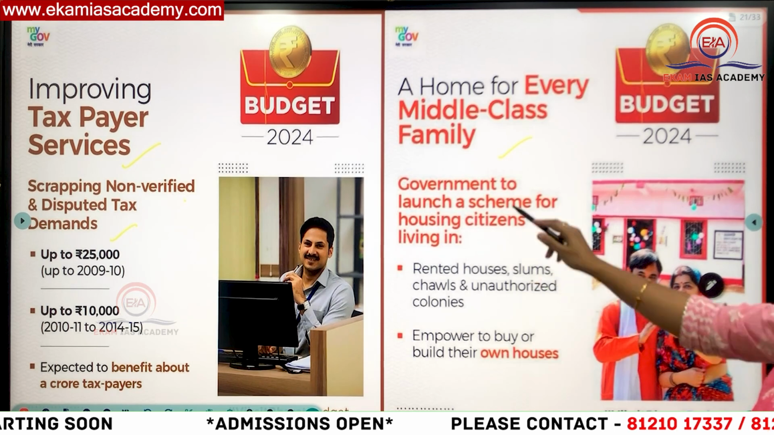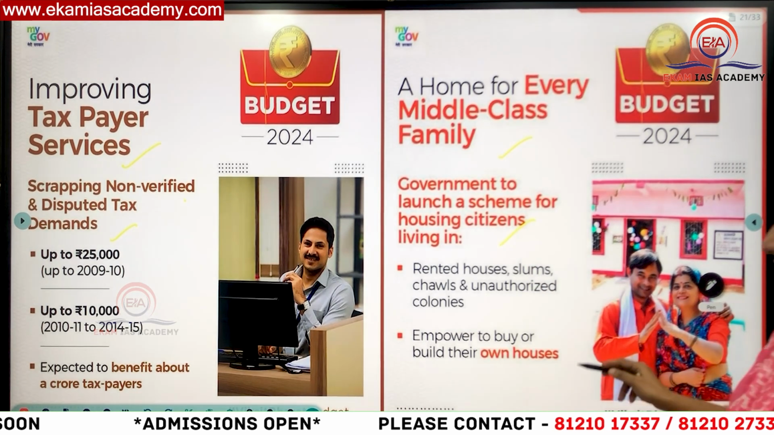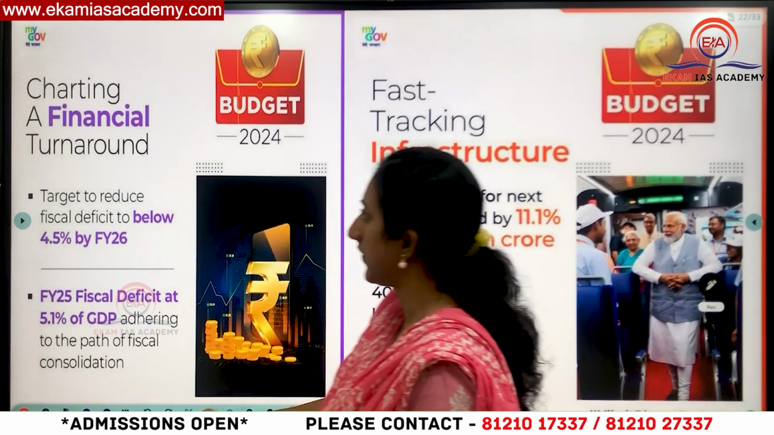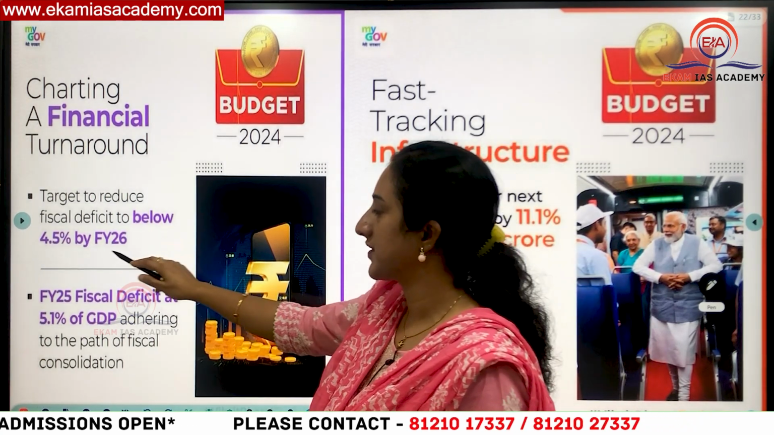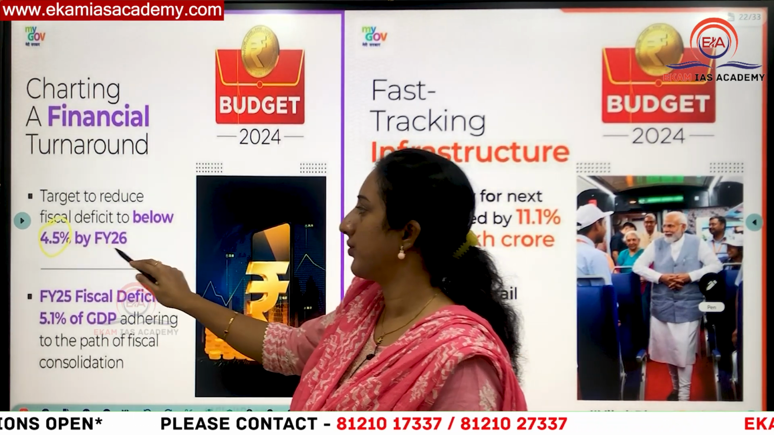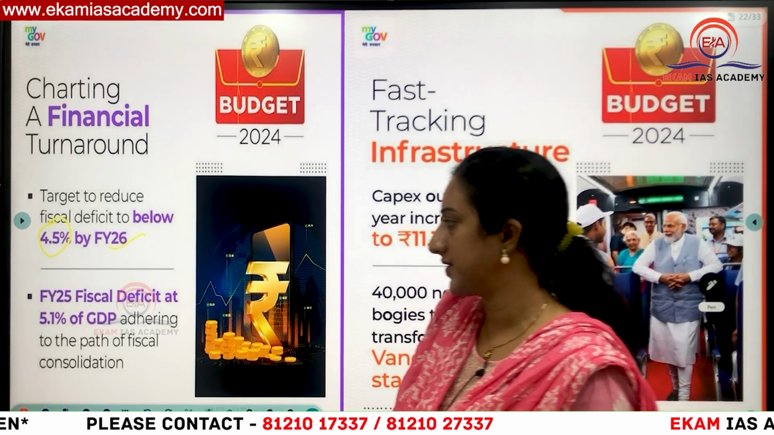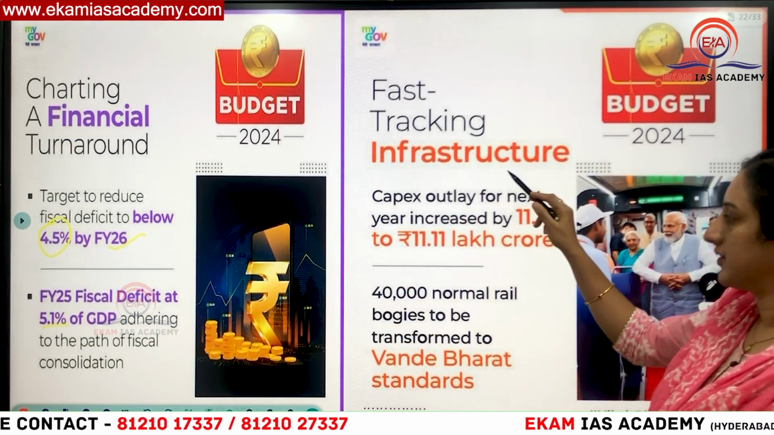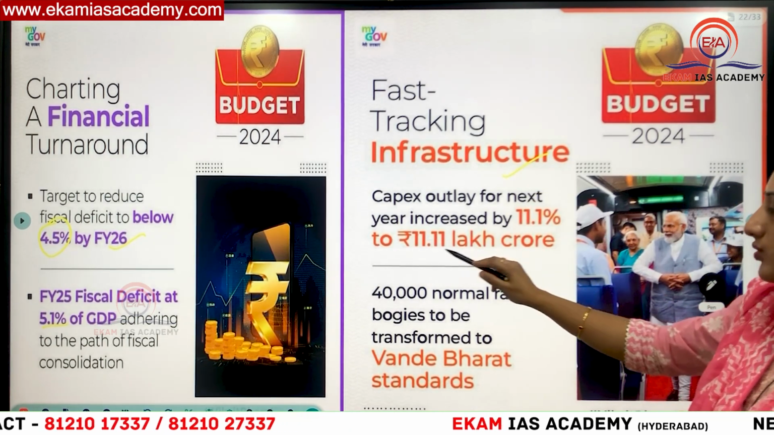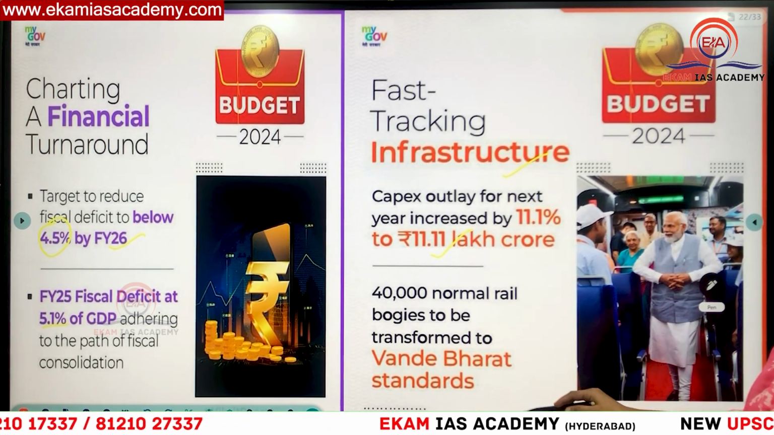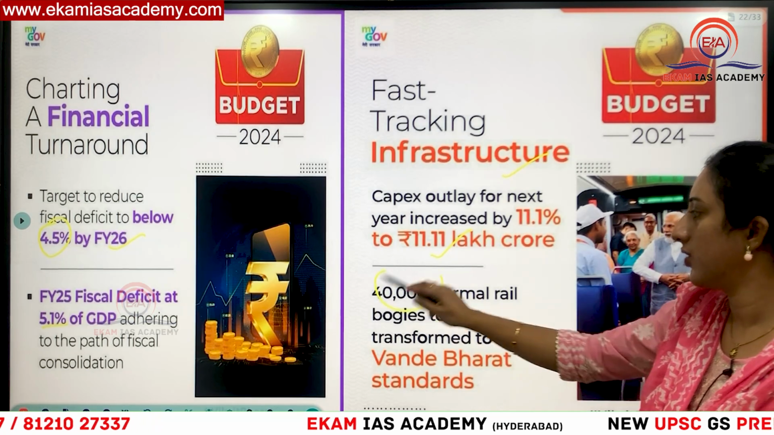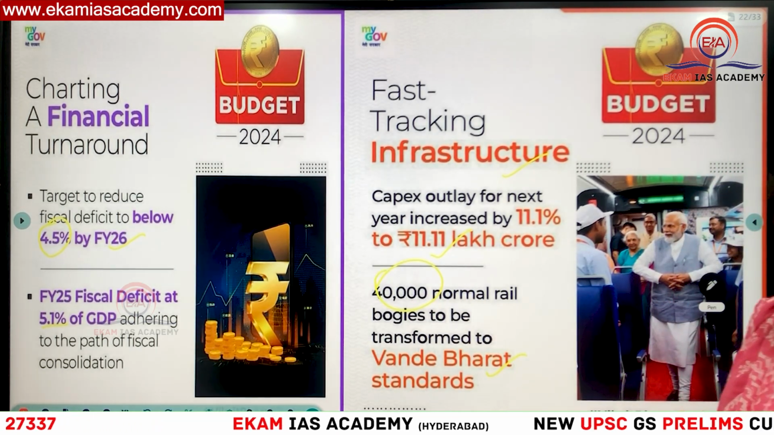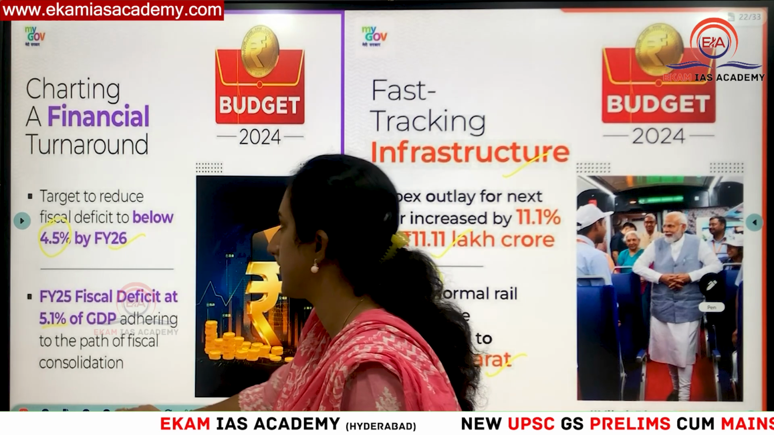And with respect to middle class families, as I told you, they have announced a housing scheme, Pradhan Mantri Awas Yojana. Here you can see with respect to fiscal deficit, 4.5% they want to achieve by 2026, and this is 5.1% for this year. And with respect to infrastructure capex outlay as 11.11 crores, 40,000 normal bogies to be transformed into Vande Bharat standards, upgradation of railways infrastructure.